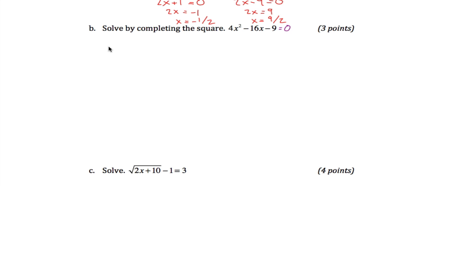I think a handy first step would be to divide everything by 4. So if you divide everything on the left by 4, you get this. You divide 0 by 4, you get this. And now I can complete the square. I like putting those blinders in there. You don't have to do it that way.